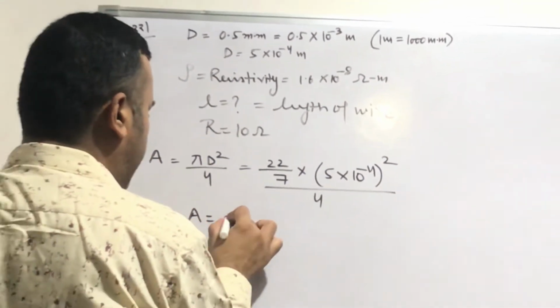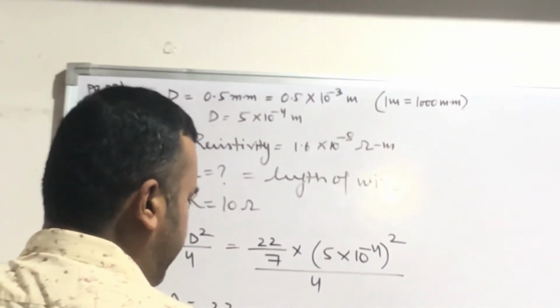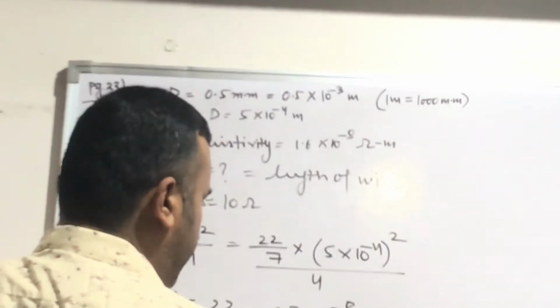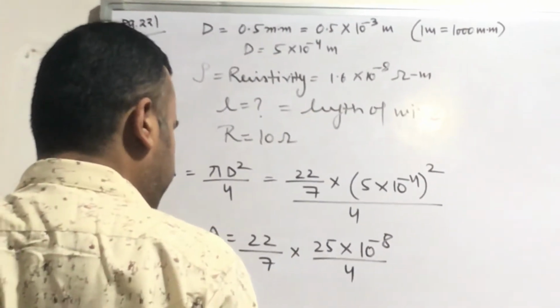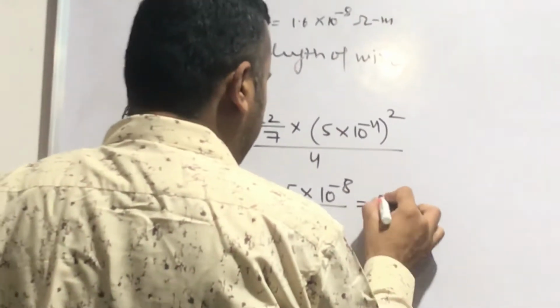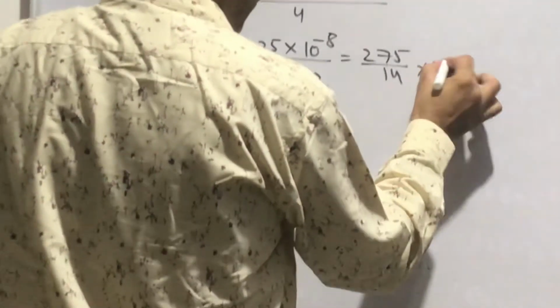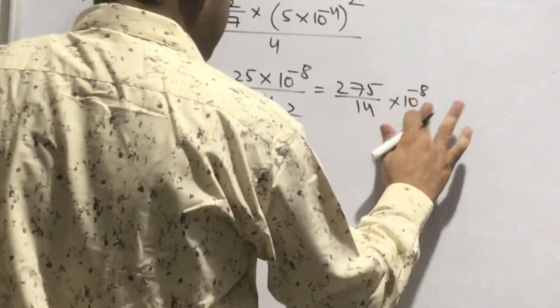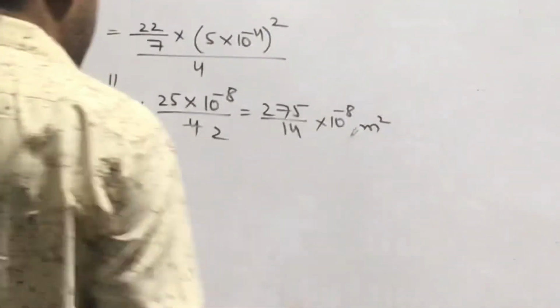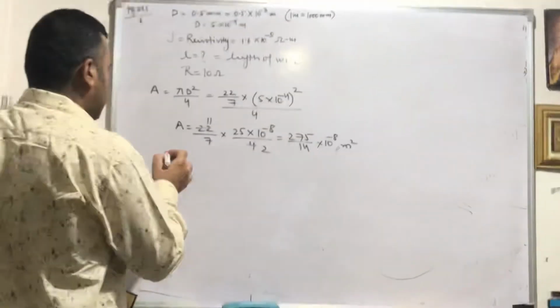First of all, solve it. Area would be 22 by 7 into 25 into 10 to the power minus 8 by 4. 2 elevens are 22, 11 into 25 is 275, so it's 275 by 14 into 10 to the power minus 8. So area is in meter square. It's 275 by 14 into 10 to the power minus 8 meter square.